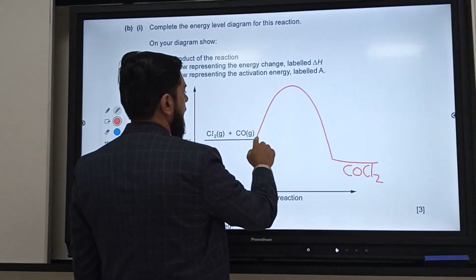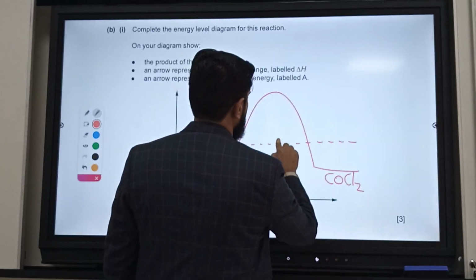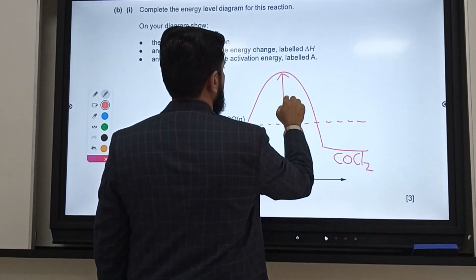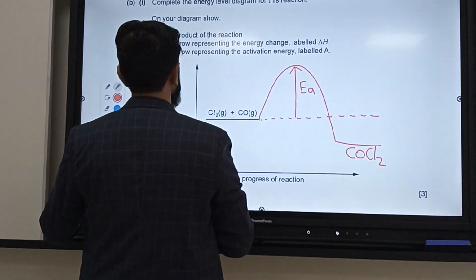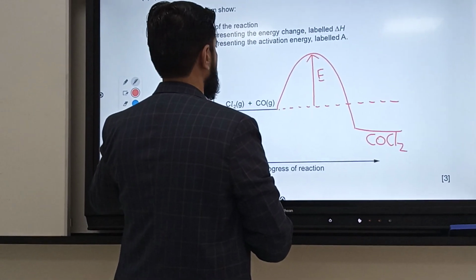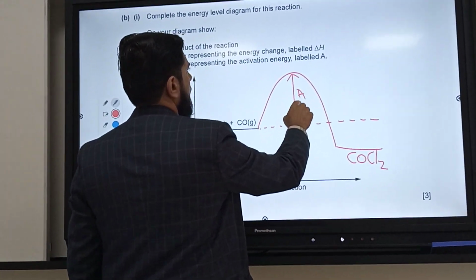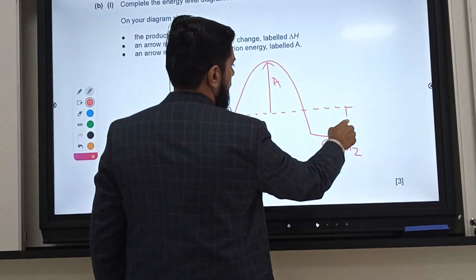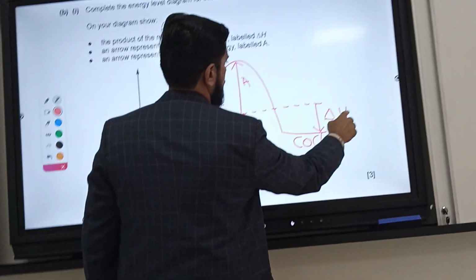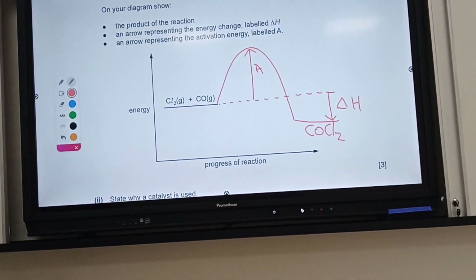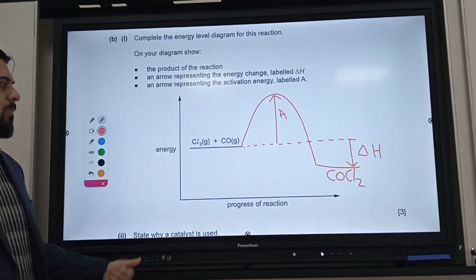And then we have to label from this level till this. This is activation energy. And he said label it as label A. So we are going to label accordingly. It is A. And then the enthalpy change is from reactant till product. This is delta H. So we have shown properly the product, the activation energy and delta H. So it's complete here.